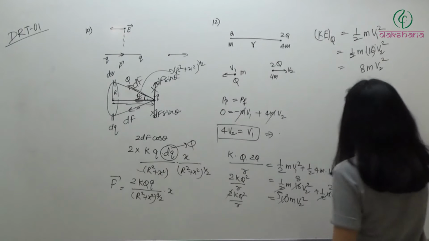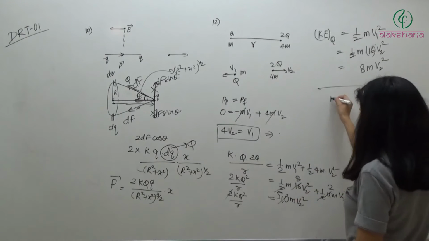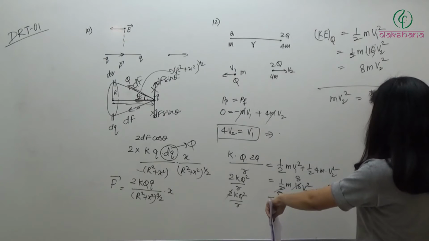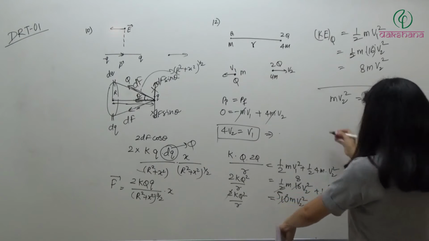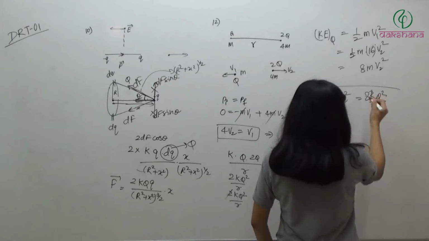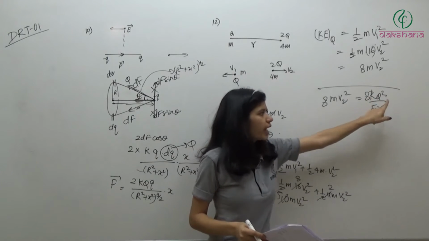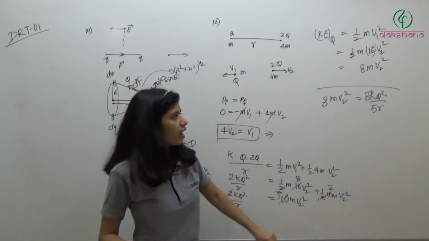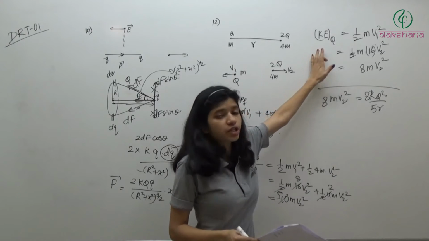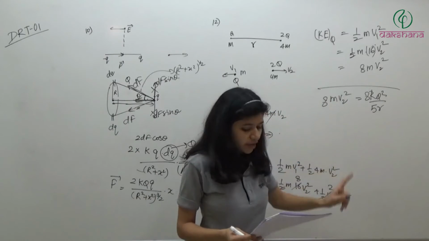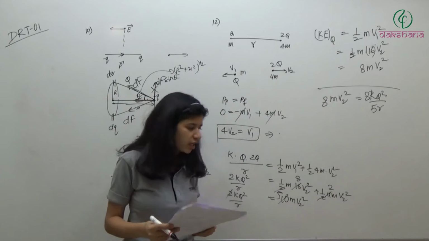So from here we have m v2 square is equal to kq square by 5r. So 8m v2 square is equal to 8kq square by 5r, right? So from here the kinetic energy of Q at infinite separation will be equal to 8kq square divided by 5r, which is given in the first option.